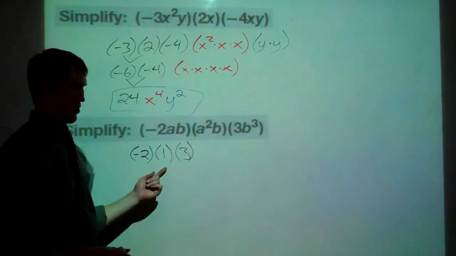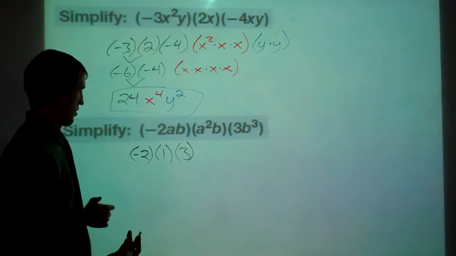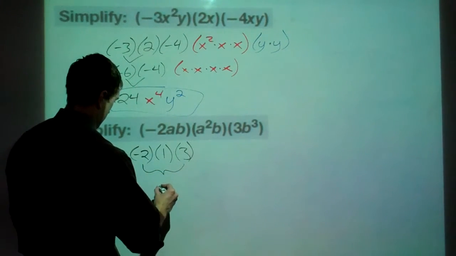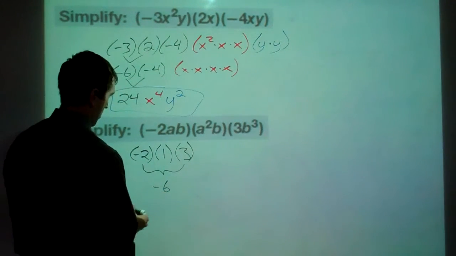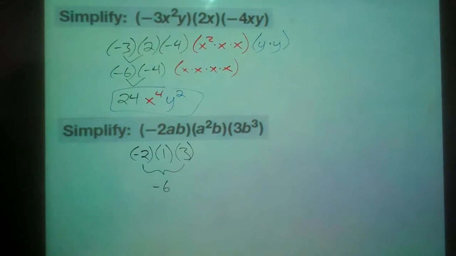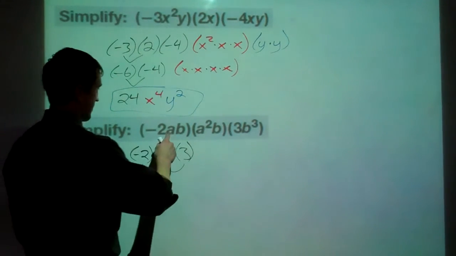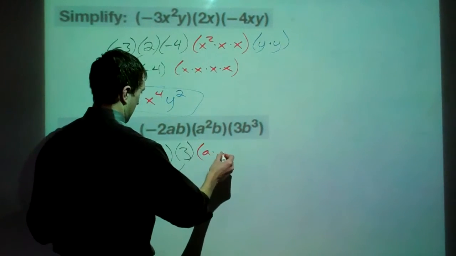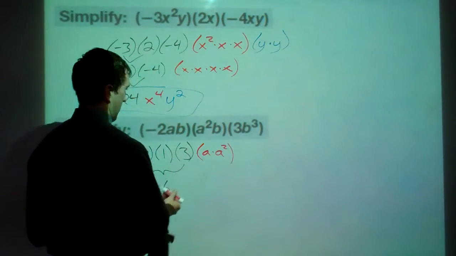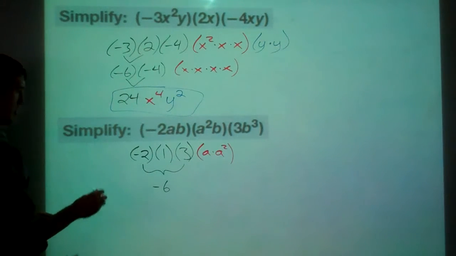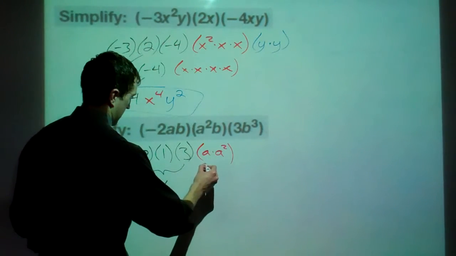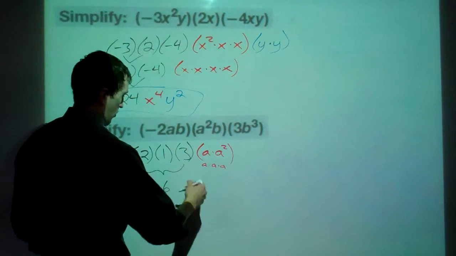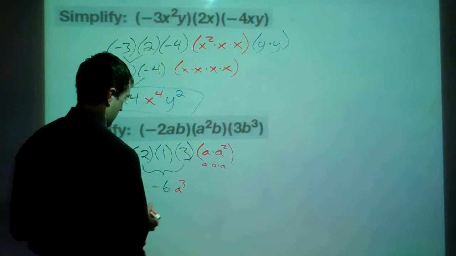Negative 2 times 1 is just going to be itself, so that's negative 2. Negative 2 times 3 is negative 6. Next thing we want to do again is get our a's. So we have 1a and a to the 2nd, and that's it for a's. How many a's do we have? This really means a times a times a. These are 2 a's multiplied together, and we have 3 total. That's a to the third.